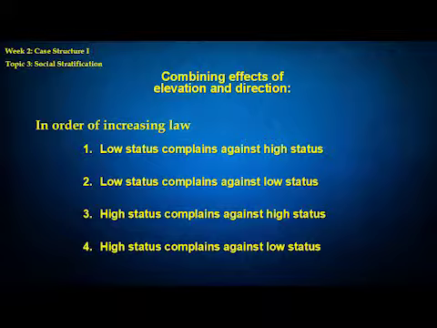And Black predicts that the probability of law should vary across these combinations, with the least law when a low-status person complains against high, and the most when a high-status person complains against low. And the second lowest amount of law should be when a low-status person complains against a fellow low-status person, and the second highest amount of law should be when a high-status person complains against a high-status person.